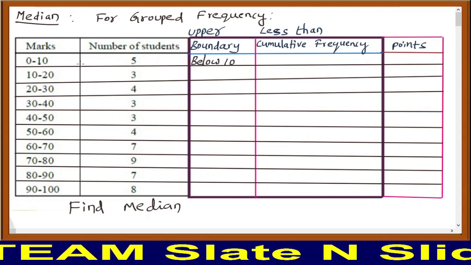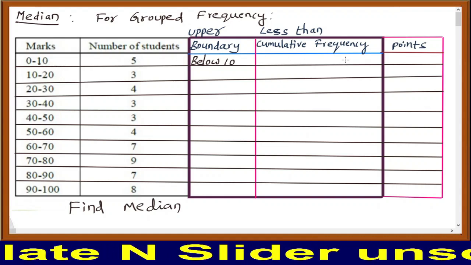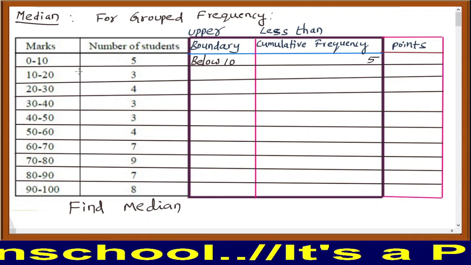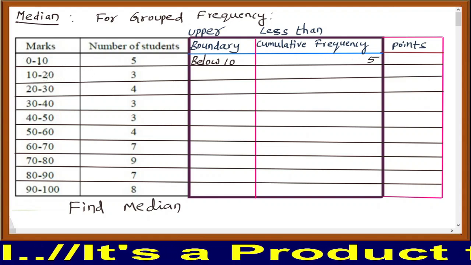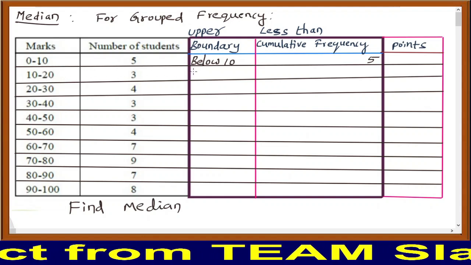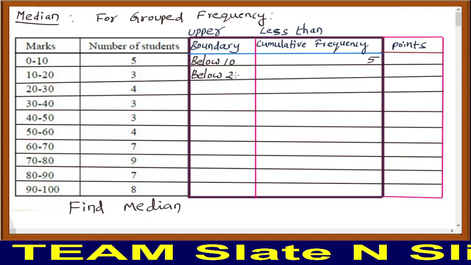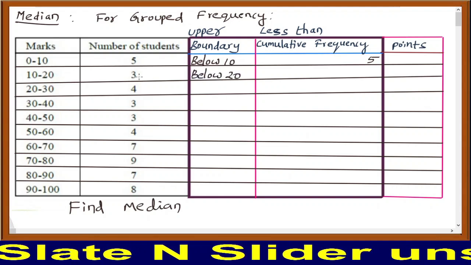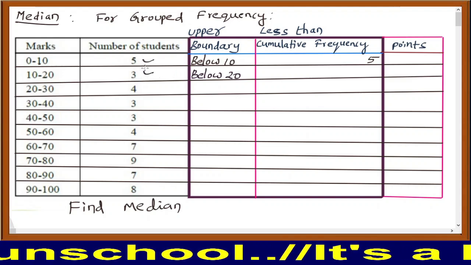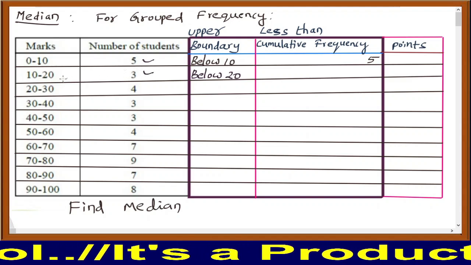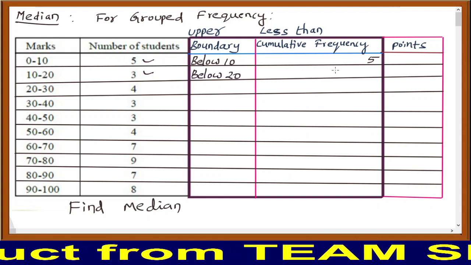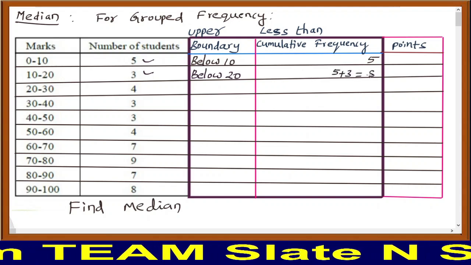The number of students who got below 10 marks is 5 students. So in the cumulative frequency, we have to write 5. And for the second class interval 10 to 20, we have to find out the number of students below 20 marks. So in the upper boundary column, write below 20. Check, the number of students who got below 20 is these 5 students as well as these 3 students. So 5 plus 3 is equal to 8. 8 students got below 20 marks. Cumulative means we should add 5 plus 3, so we can write 5 plus 3 is equal to 8.